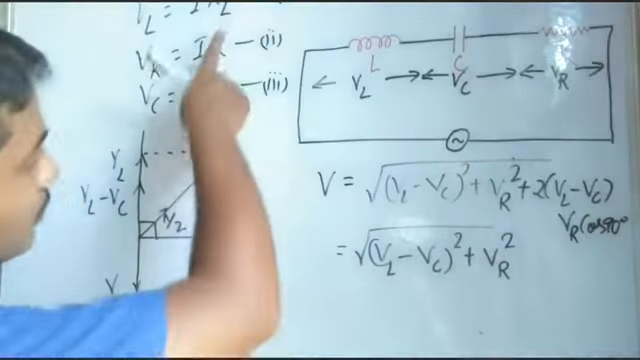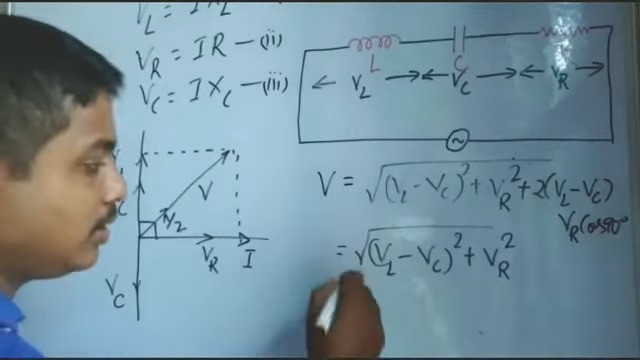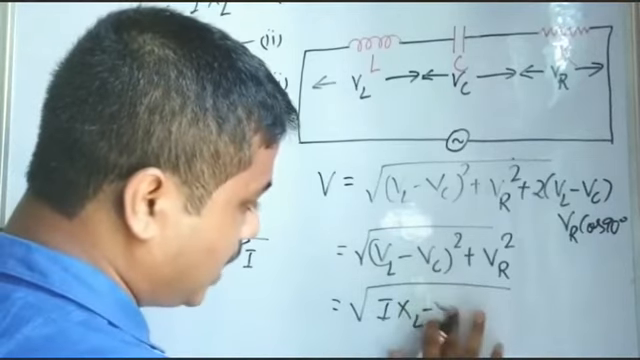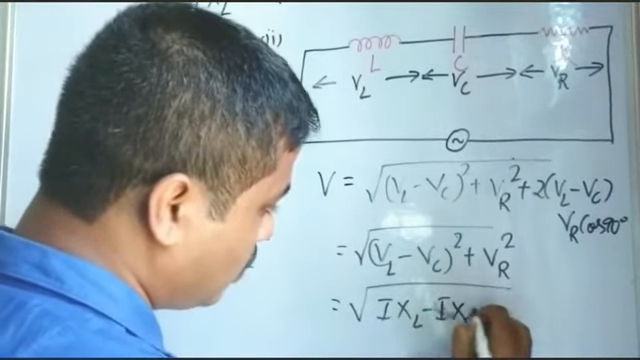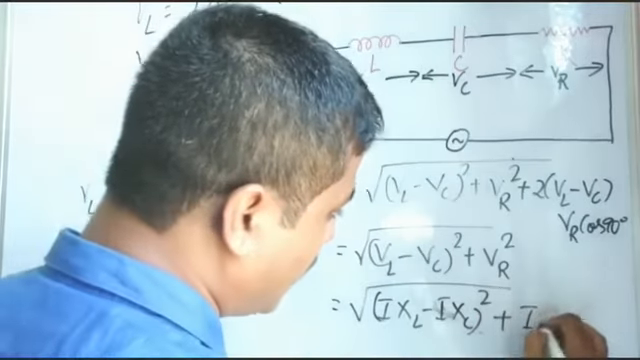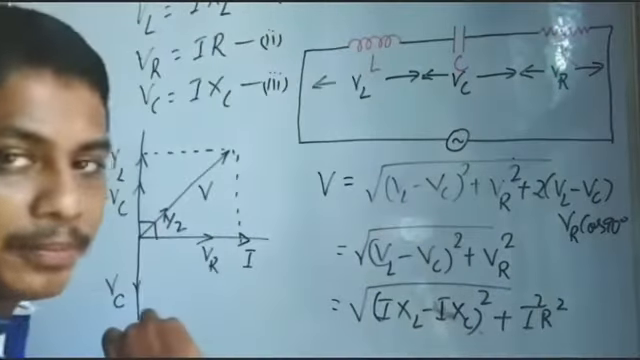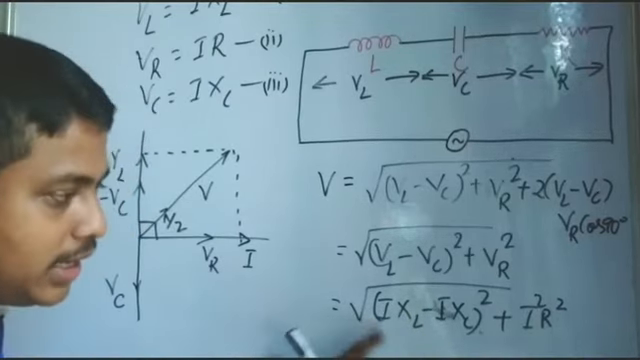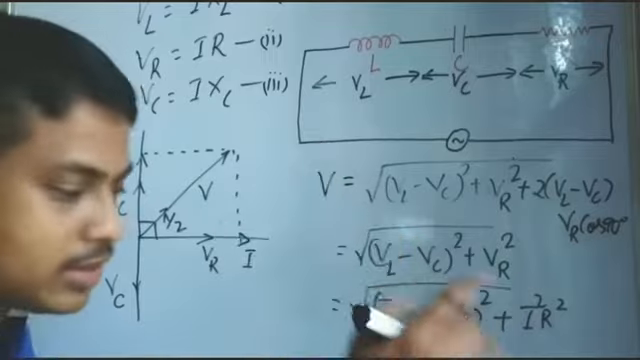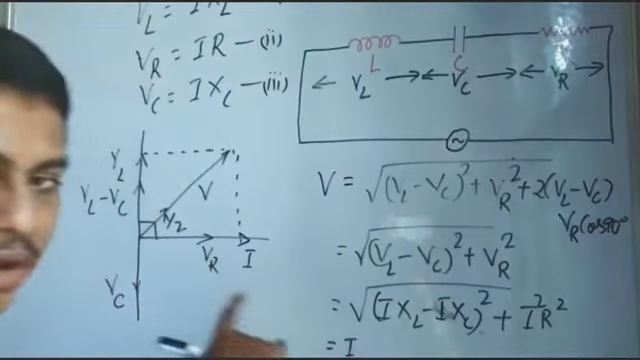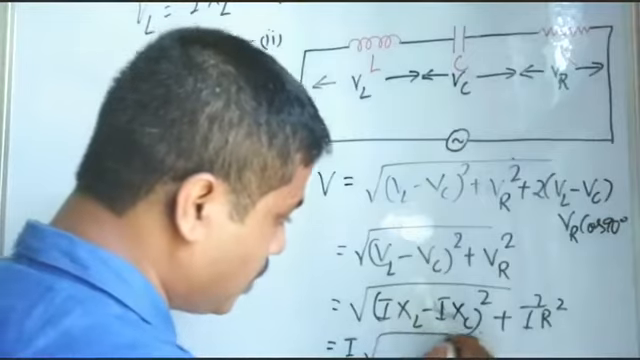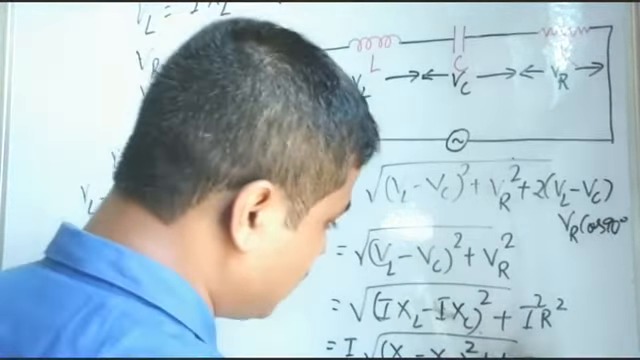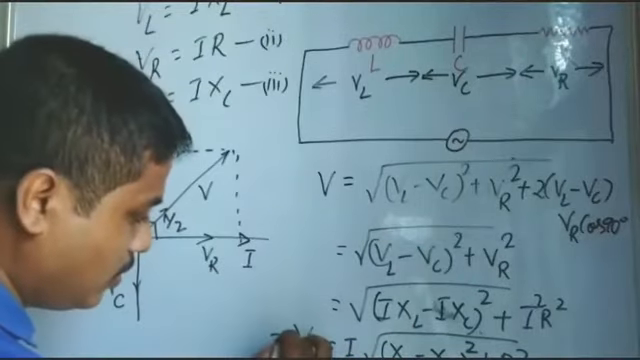Now I can place the values from equations 1, 2 and 3. So if I put from equation number 1, this will be (I XL minus I XC) whole square plus I square R square. From here I can take I as common. So this will be I square from here and I square is already there. I'll be skipping one step. I'll be putting the I directly outside of the root. So it will be I root over (XL minus XC) whole square plus R square. This will be equals to V.